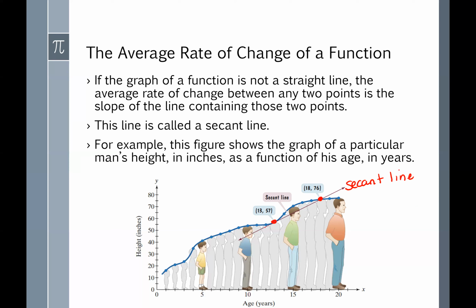And we notice that from age 13 to 15, he had a steeper growth period than he did from 15 to 18. He slowed down a little bit from 15 to 18. But I don't care. I'm going to find the average rate of change. So to find the average rate of change of a curve, given 2 points on that curve, I just find the slope of the line that connects them.